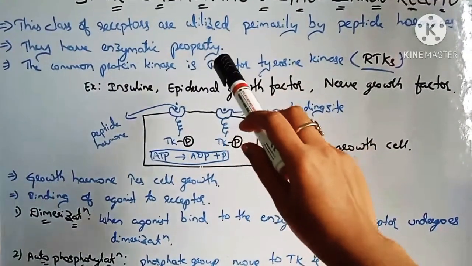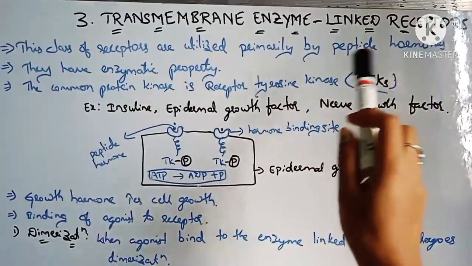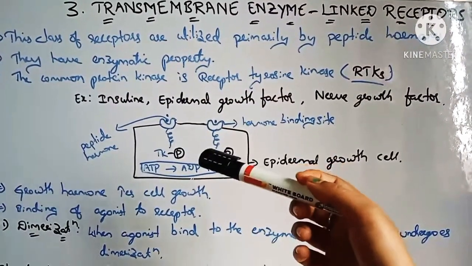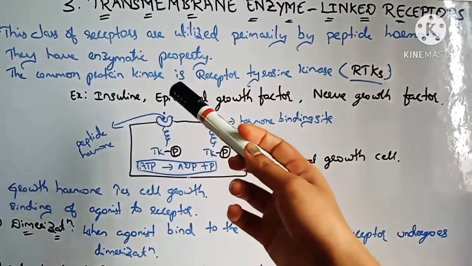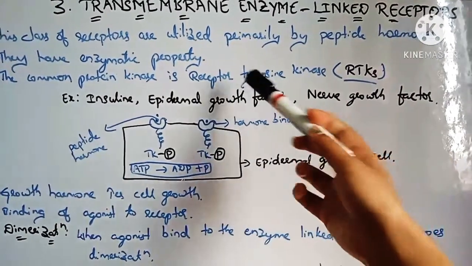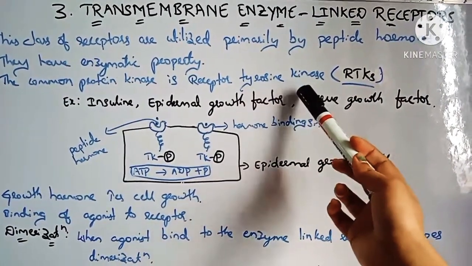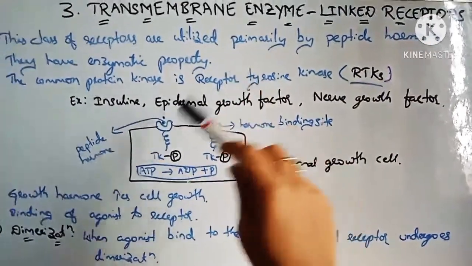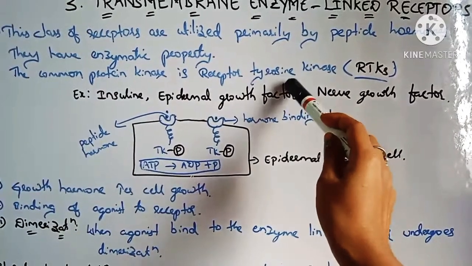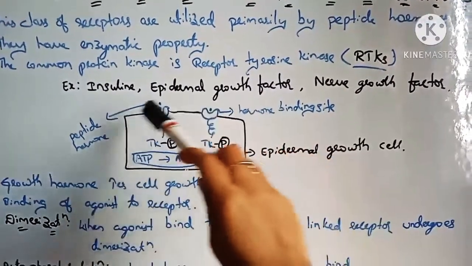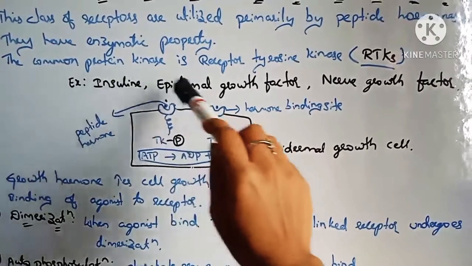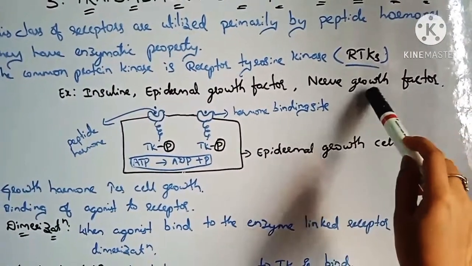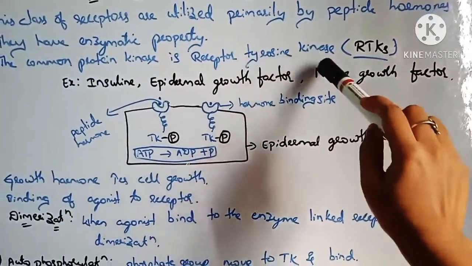Transmembrane enzyme linked receptors have enzymatic properties, and the commonest protein kinase is the receptor tyrosine kinase. This is the commonest receptor tyrosine kinase, protein kinase. Examples of receptor tyrosine kinase include insulin, epidermal growth factors and nerve growth factors. These are the examples for receptor tyrosine kinase.